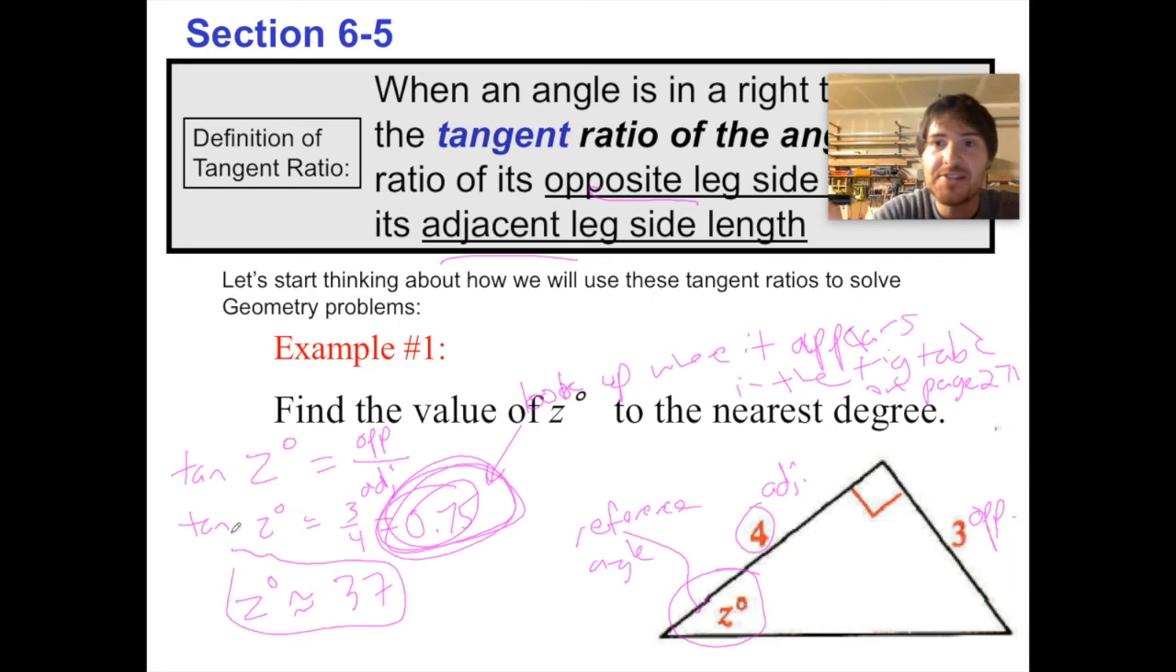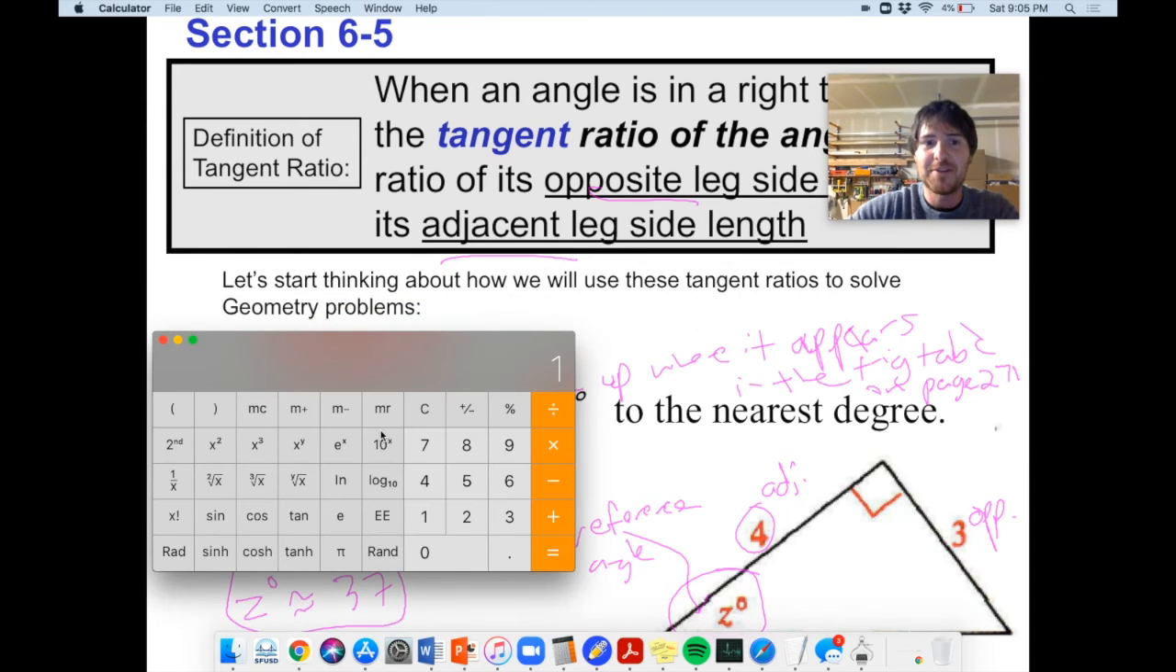Using my calculator, there is something called inverse tangent. This is a little bit advanced, but you're welcome to try it. I could take that 3-to-4 ratio, 0.75, and then hit my second button. If I hit second, I see tangent to the -1 power. That's something called inverse tangent.